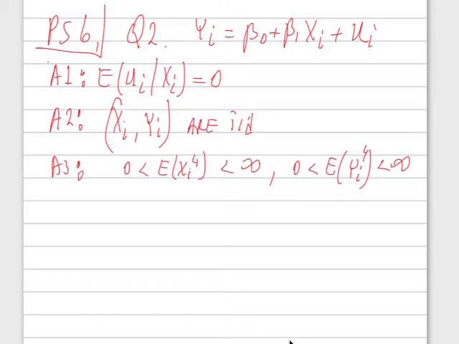And how about xi and yi? A2 being IID. They are independently randomly drawn, yeah? And how about A3? Basically, A2 also means identical distributions. This is an assumption. In your data, it might not be the case, yeah? Okay, A3.